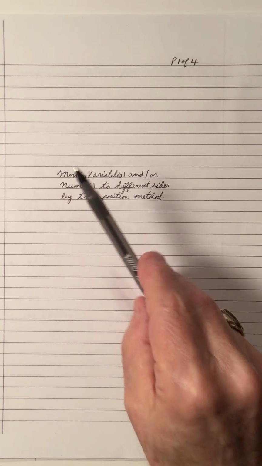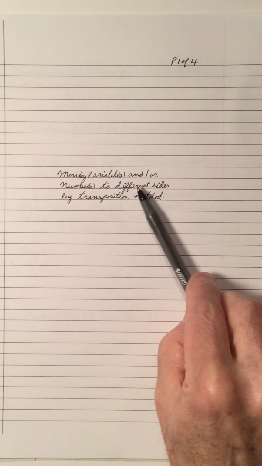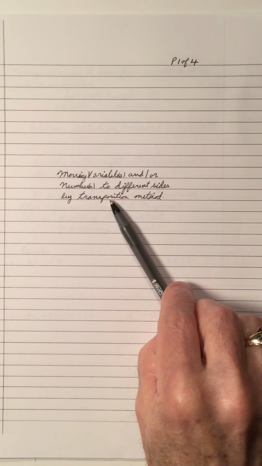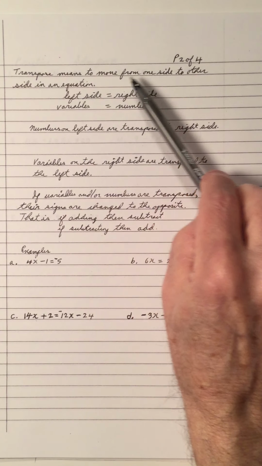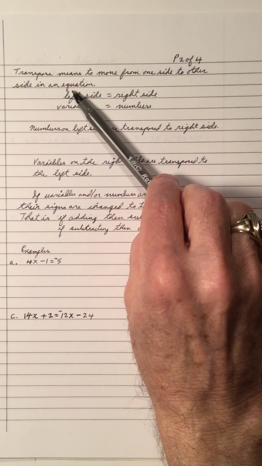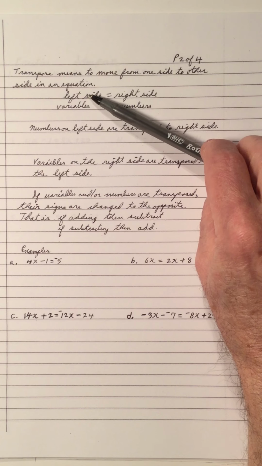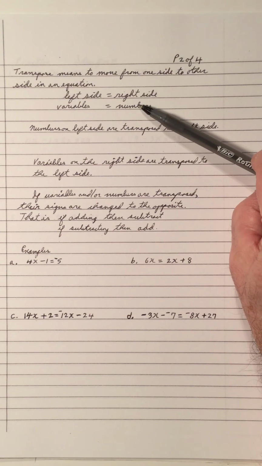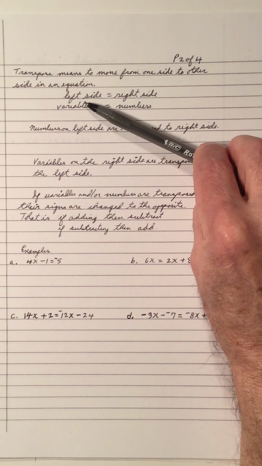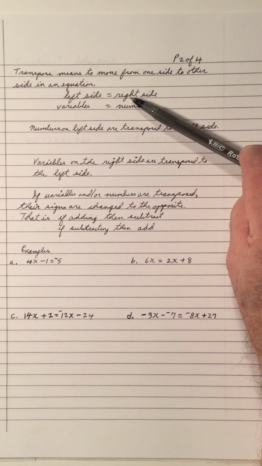Let's solve it by moving the variable and other numbers to different sides by the transposition method. Transpose means to move from one side to another in the equation. And we agree, or I am, that the left side will have the variables and the right side will have the numbers. If you always obey that and you move them, you know what you're doing. Variables on the left, numbers on the right, all the time.